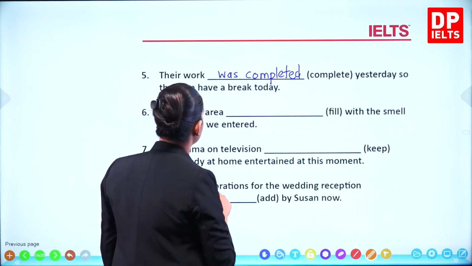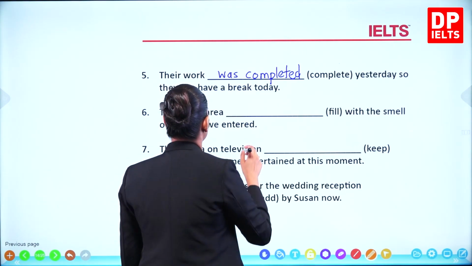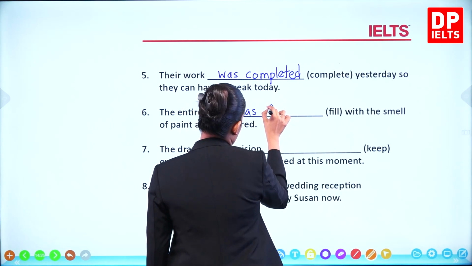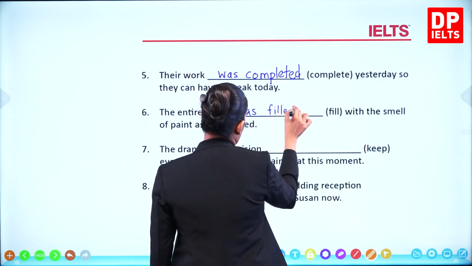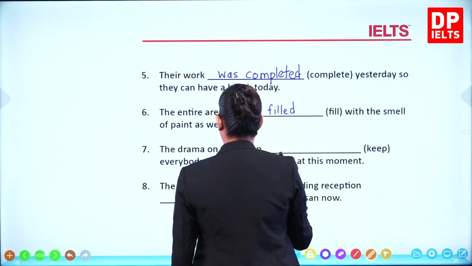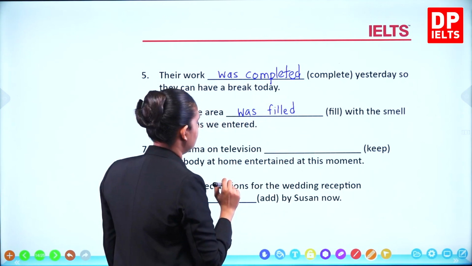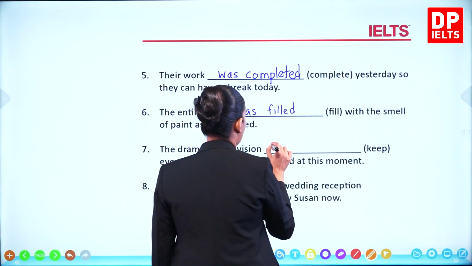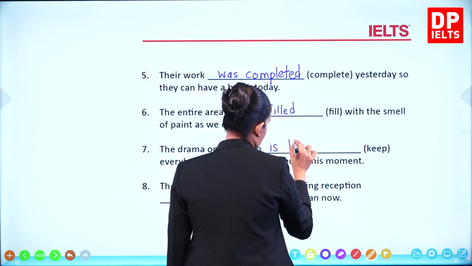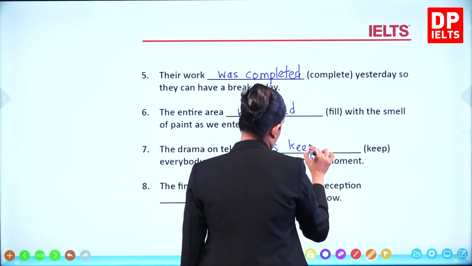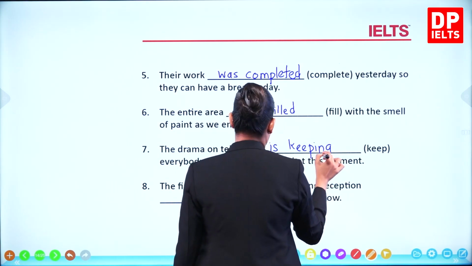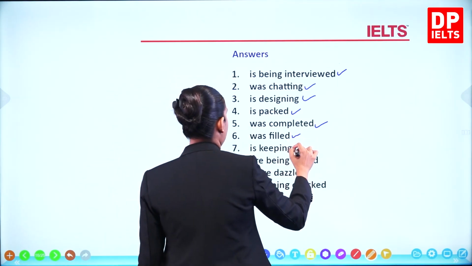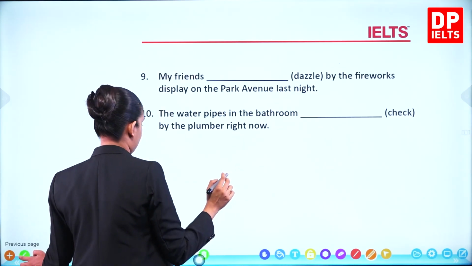The area with the smell of paint as we entered, the entire area was filled. Right? The drama on television, everybody at home entertained at this moment. So the drama is keeping. Okay? So was filled, is keeping. Let's have a look at the next one.